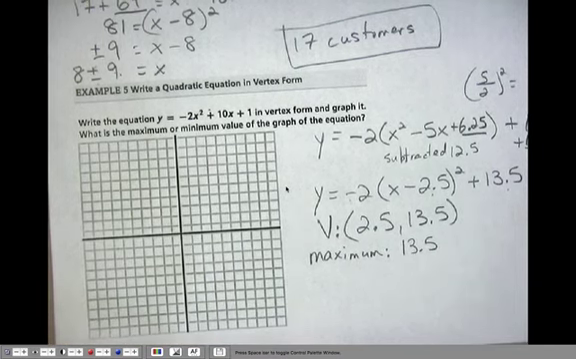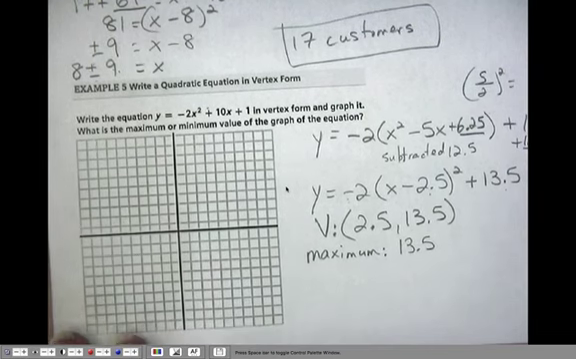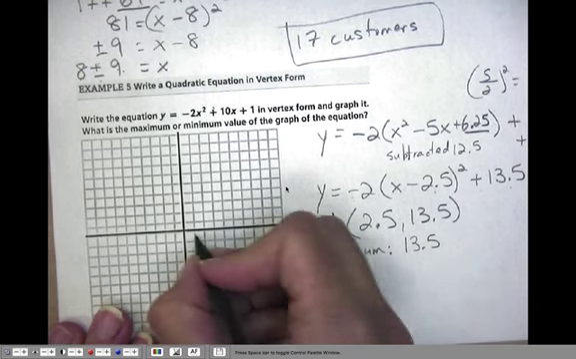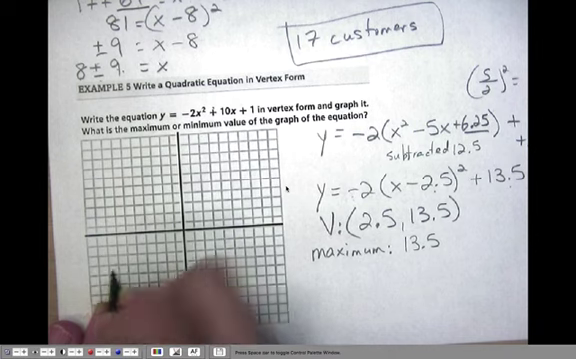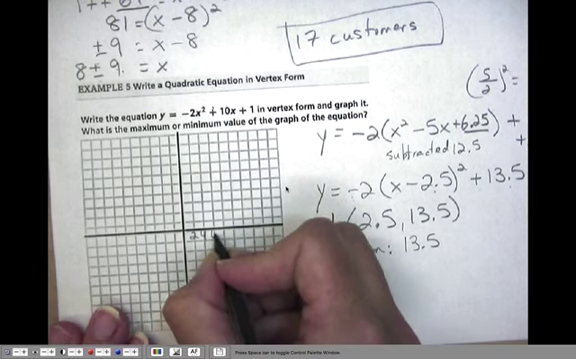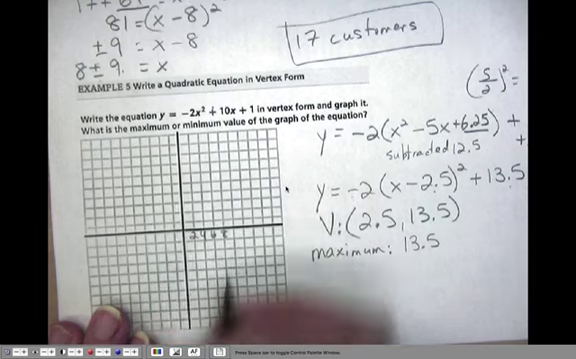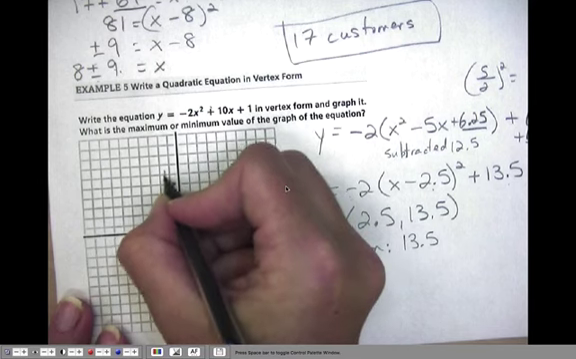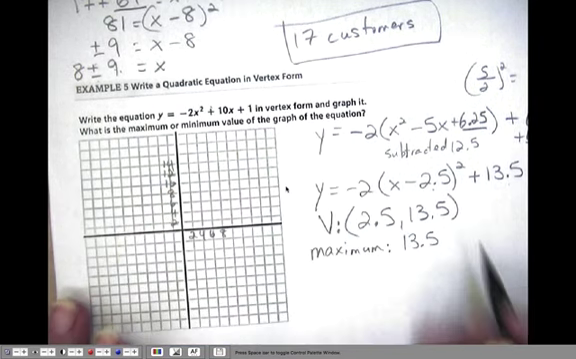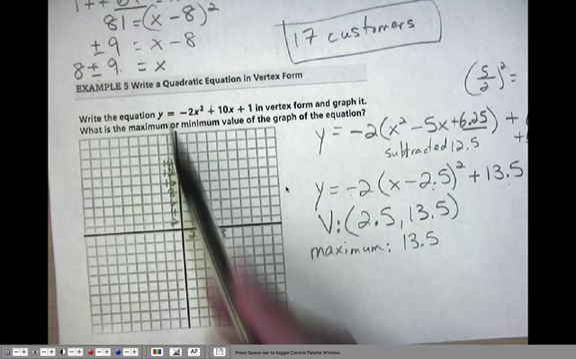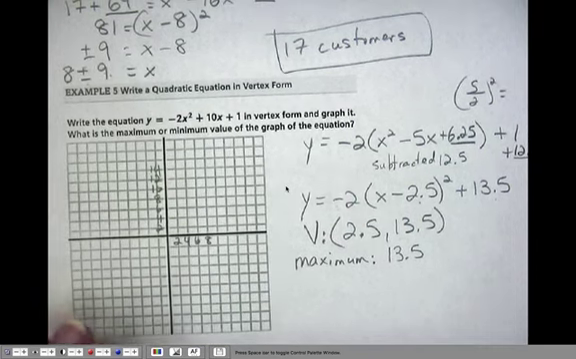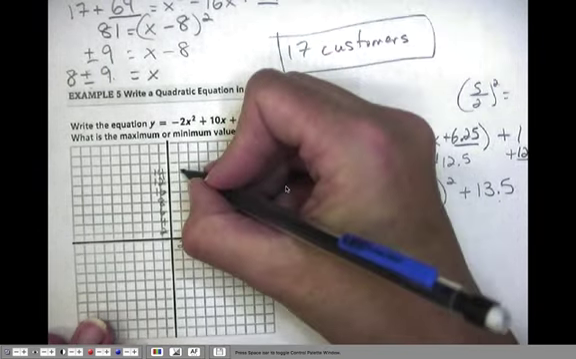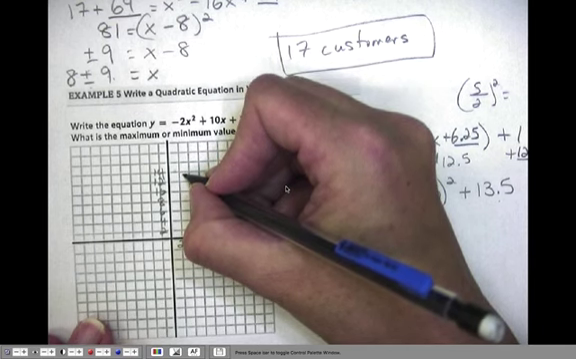And then in order to graph this, let's make my x-axis go by, I'm going to make everything go by 2s. So 2, 4, 6, 8. And then my y-axis also 2, 4, 6, 8, 10, 12, and 14. The reason I'm doing that is because if I had gone by 1s, I'd run out of space on my y-axis. Okay, so my vertex is at 2.5, comma, 13.5. So that's about here.